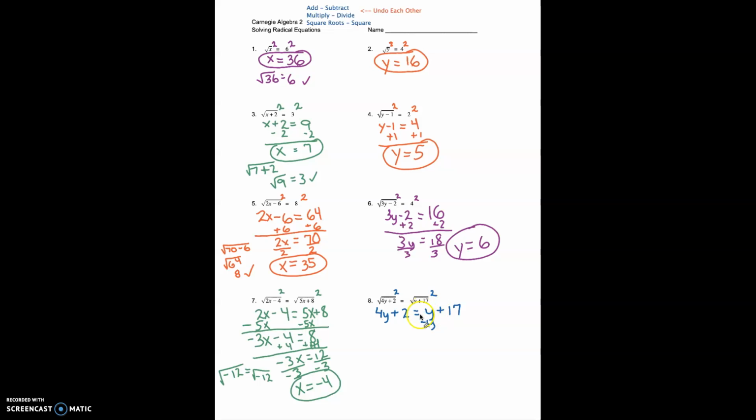So that means I'm going to undo that positive y by subtracting it from both sides. So I get 3y plus 2 equals 17. And then I'll bring that constant over to the right, undo addition by subtracting, and I get 3y equals 15. Undo that times 3, divide by 3, so y is 5.